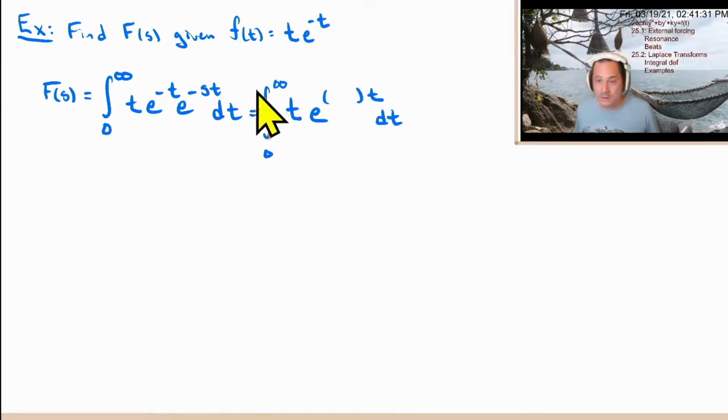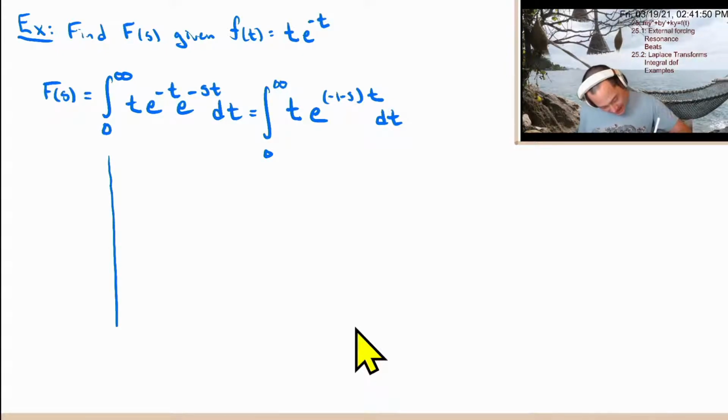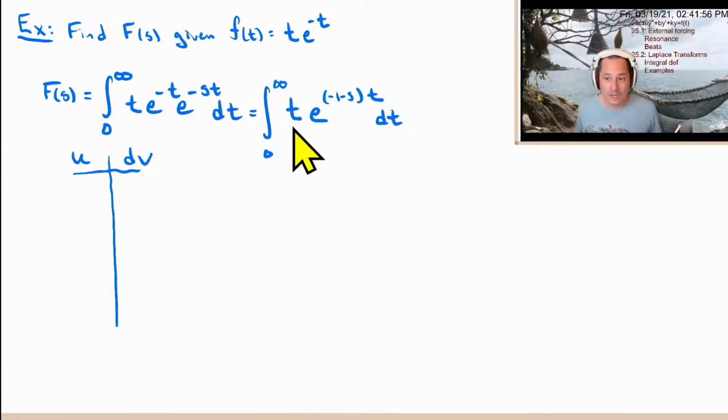In the exponent, a negative t factors out, so I will get a negative 1 minus an s in my exponent. And now I've got to integrate. How am I going to integrate this? Well, I see a t multiplying that exponential, so this is a by parts problem. For my u, I will choose t.